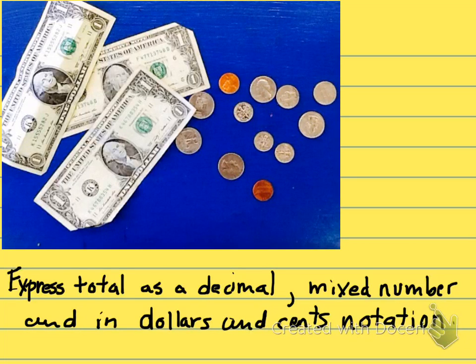Okay, here is a pile of money. Express the total of this money as a decimal, a mixed number, and in dollars and cents notation. So you are going to express this value in 3 different ways. That'll be a homework assignment.